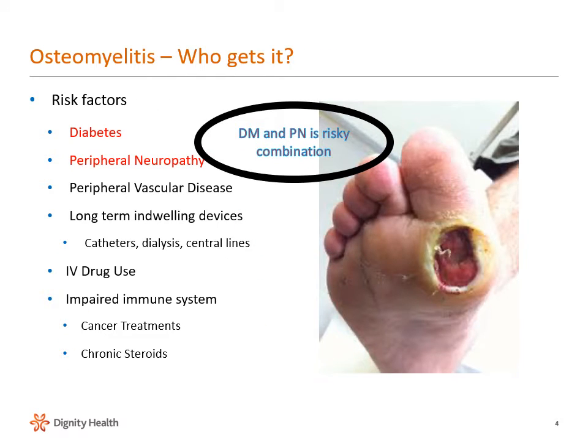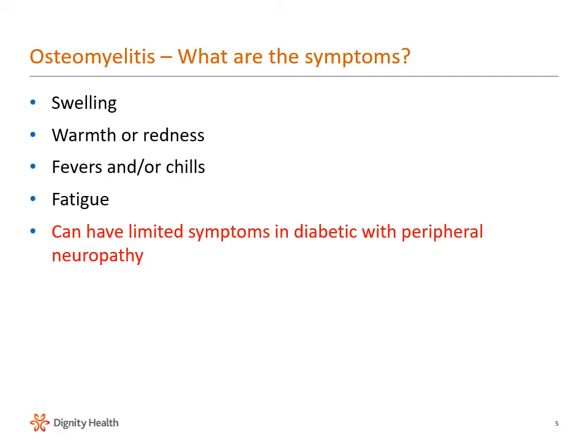What are the symptoms of osteomyelitis? Well, swelling, warmth, redness, fevers or chills. Sometimes patients will have fatigue or feel tired. Some diabetic patients with peripheral neuropathy may actually not think their symptoms are too bad because they don't have a lot of the pain or the other things that are associated with it. And so they can present for another medical problem, and sometimes the ulcer or the bone infection will get picked up by the medical team when they're in the hospital.